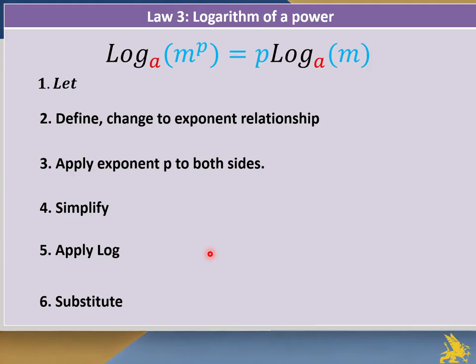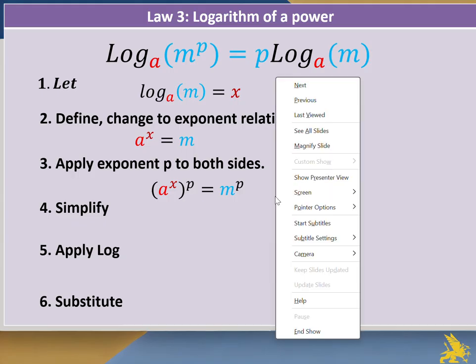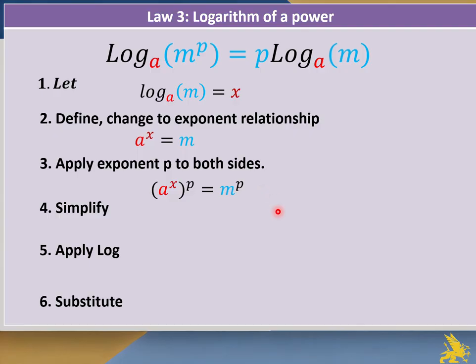Then we've got the power. Again, we're going to make log base a of m is equal to x. We're going to change to exponent form. So we've got a to the power of x equals m. We're going to apply the exponent p to both sides. So we've got a to the power of x, to the power of p, is equal to m to the power of p. We will then simplify. So we're just getting rid of the brackets. We've got a to the power of xp is equal to m to the power of p.